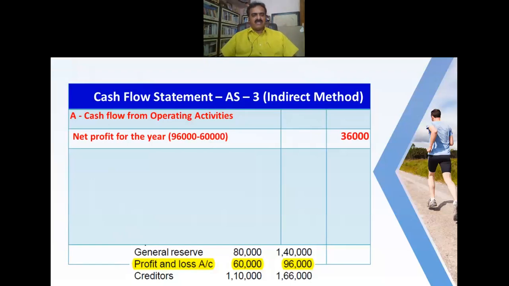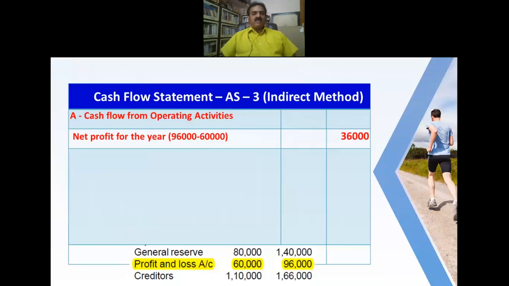In the balance sheet, under the liability side, the profit and loss account is given that opening balance is 60,000, closing balance is 96,000. So compared to the previous year, the profit position is increased to the tune of 36,000. That is exactly the net profit for the year. Actually, the meaning of net profit for the year while taking the operating activities is net profit before dividend paid and before taxation. Normally this net profit is to be taken before any extraordinary items or non-operating items.